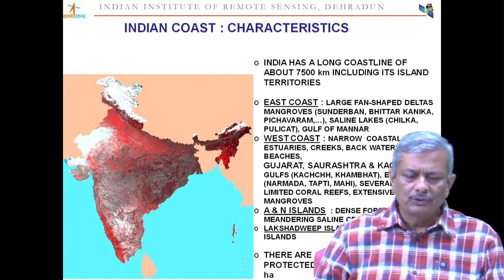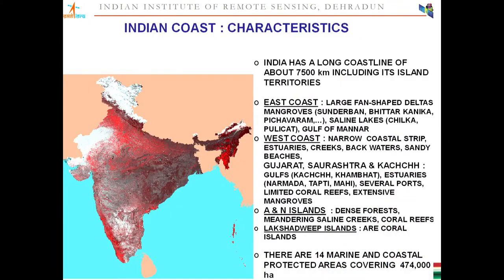Now let us come to the coastal zone. So this is a remote sensing image of our coastal zone. If you see, it is our Indian coast. We have around 7,500 kilometer long coastal zone. So the total length of our Indian coastal zone is 7,500 kilometer. We can summarize that there is the east coast, there is the west coast, there is Andaman Nicobar Island and Lakshadweep.